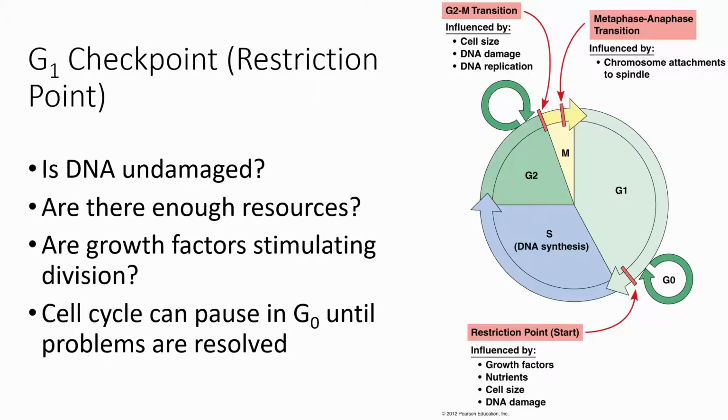The G1 checkpoint, also called a restriction point, is basically going to be influenced in a lot of cases by external factors. So are there growth factors nearby that are telling us, hey, we need to produce more cells? Are there sufficient nutrients that we can support new cells? And is our DNA all right? Or do we have any mutations, DNA damage? If we have DNA damage, that could be enough to prompt apoptosis. However, if we don't have enough resources or there are no growth factors, then the cell cycle can be paused and it can be left in G0.